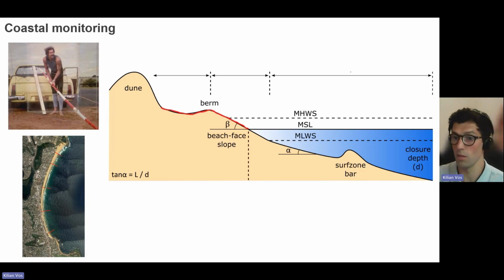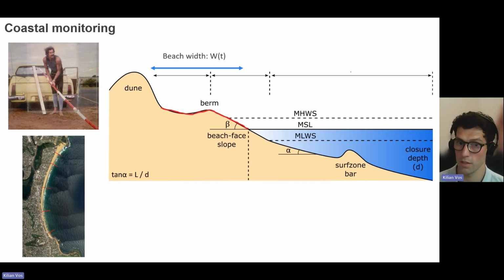And the proxy that we will be using in this presentation for coastal change is actually the beach width. So it's not a volume consideration, but it's just the width of the subaerial beach that we're looking at. And that's what we can see with the bird's eye view of the satellite.